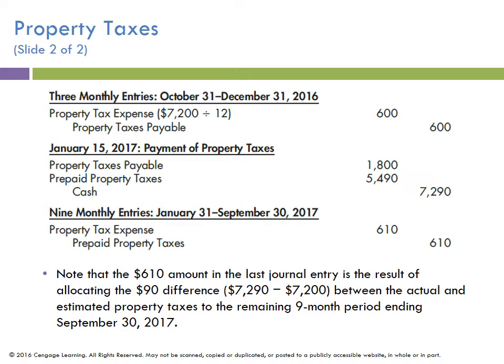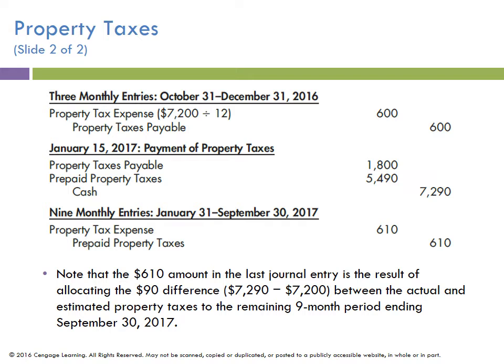When they pay the property taxes, they'll debit property taxes payable for the $1,800 that they recognized in property taxes last year, and debit an asset, prepaid property taxes, and they'll expense those throughout the remaining part of the year. Credit cash for the total amount they paid of $7,290. So each month for the next 9 months, they'll take the remaining $5,490 and expense it. $5,490 divided by 9 is $610. So property tax expense is debited $610, prepaid property taxes credited $610.